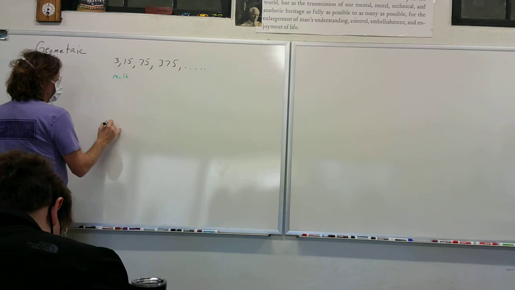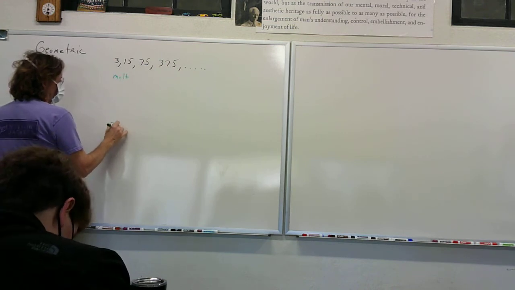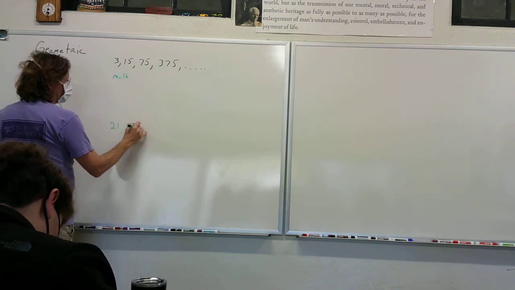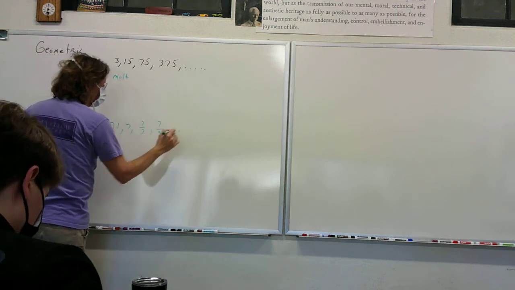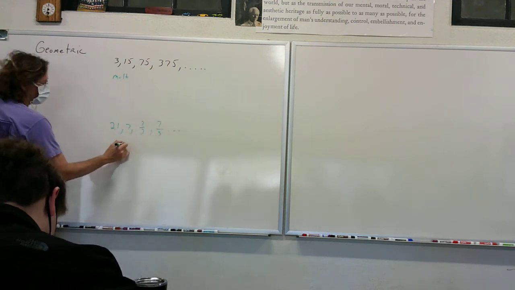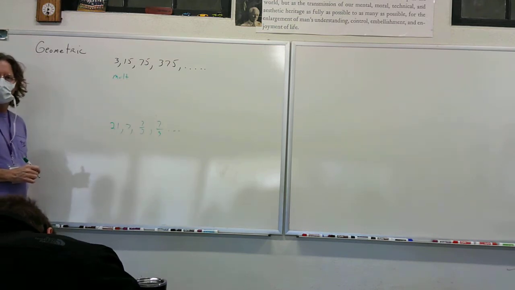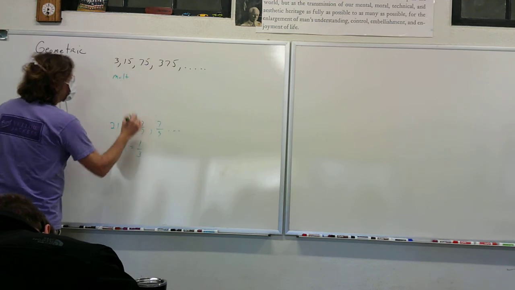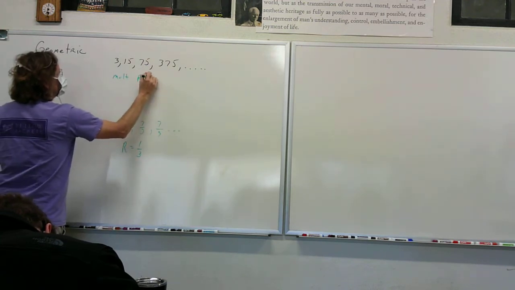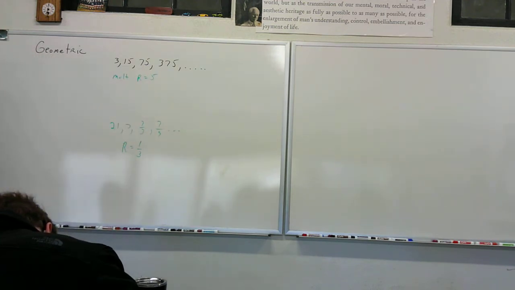Let's say I had 21, comma 7, comma 7 thirds, comma 7 ninths. Y'all realize there I'm really multiplying by 1/3? Okay. And we call that the ratio. How much you're multiplying by, and you've got to be doing it over and over. That's what makes it geometric.